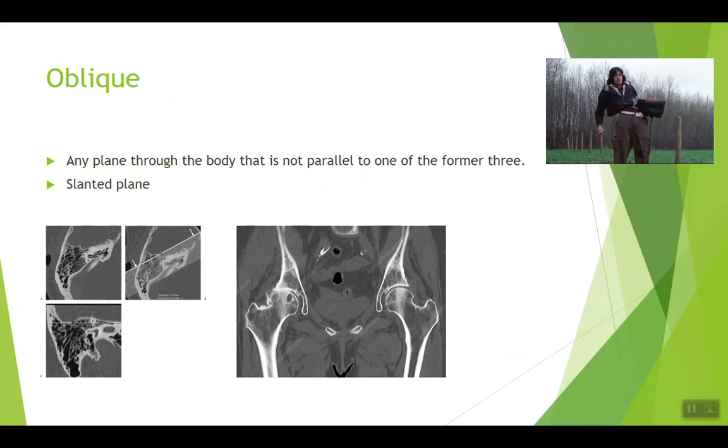We normally scan people in the axial plane. That's the way they get scanned. That's the most common scan way. When you do your reformats, however, you may reformat in an oblique plane. One thing that comes to mind is temporal bones or mastoids, because they don't sit exactly at a 90-degree angle to the body.